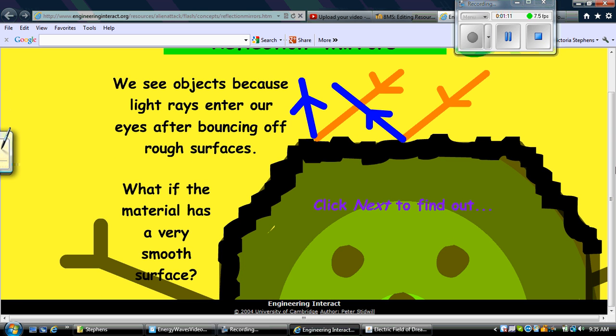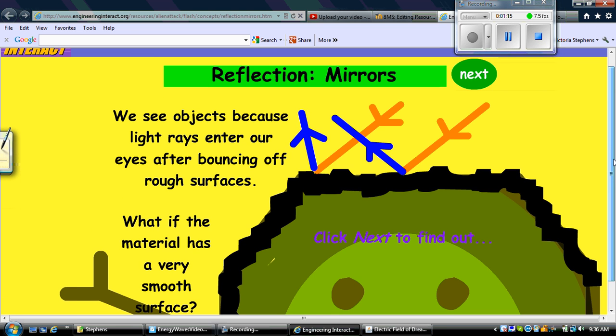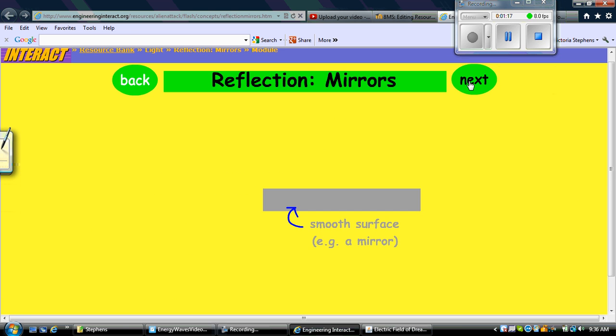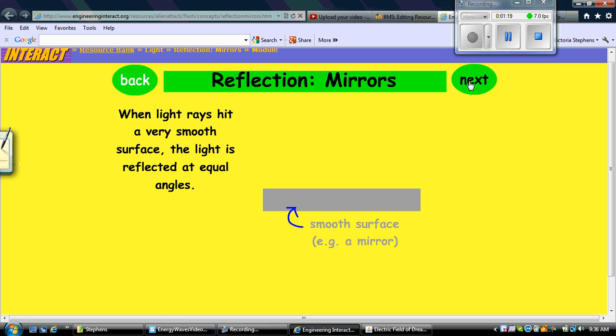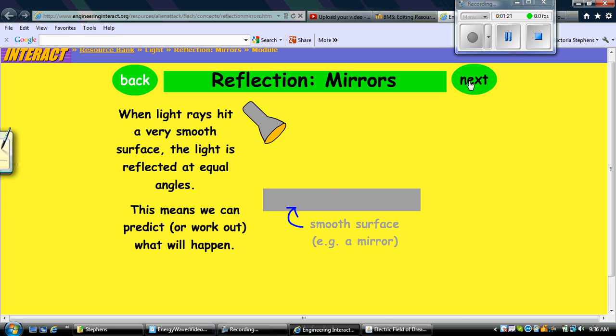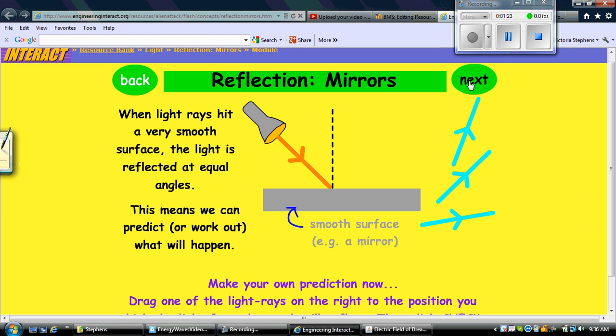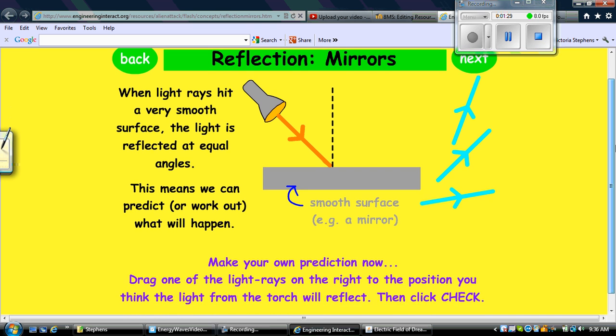What if the material is a very smooth surface? So we're going to click to find out. Smooth surface, like a mirror. When light rays hit a very smooth surface, the light is reflected at equal angles. This means we can predict or work out what will happen. So it says make your own prediction now. Drag one of the light rays on the right to the position you think it's going to do.